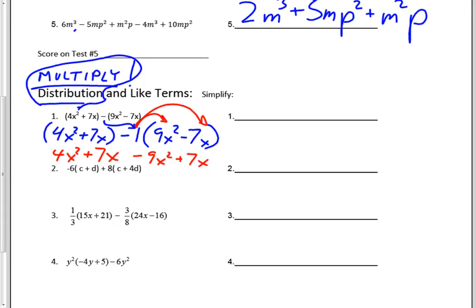Now, you're just doing what you did up top. Now it's apples and oranges. What looks the same here? The 4x squared minus the x squared. What looks the same here? 7x and 7x. What is that?